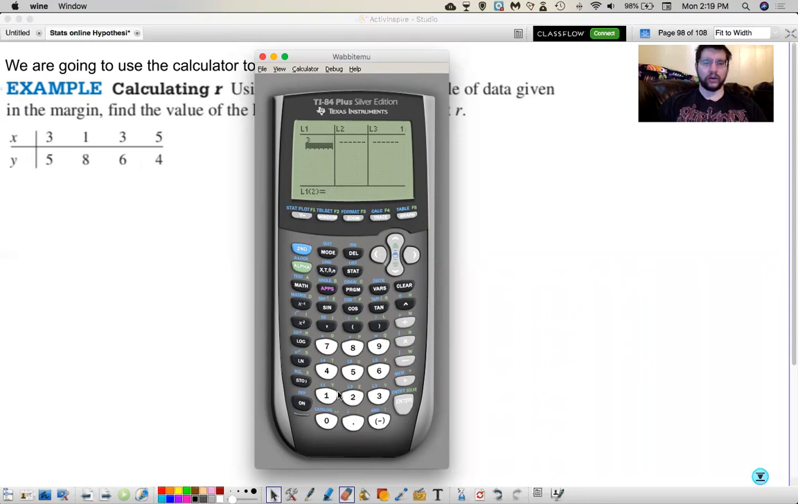For calculating correlation coefficient, it doesn't matter which one's in list 1 and list 2. However, whenever we get to regression equations, it does matter. So go ahead and get in the habit. X is in list 1, y is in list 2. After you have your data, quit. You're back at the home screen.